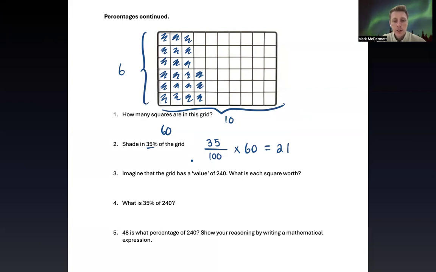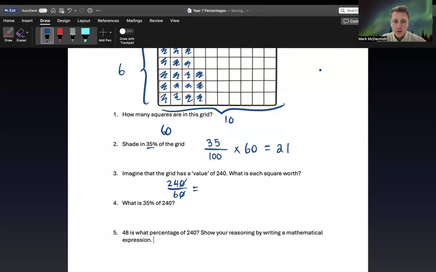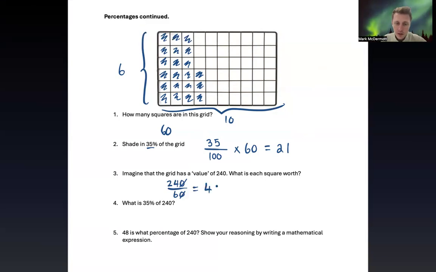Okay, now imagine that the grid has a value of 240. What is each square worth? Again, let's imagine this is a chocolate bar. It's got 60 squares. The grid has a value of 240. What is each square worth? Well, let's have a think. Each square must be worth, we take that 240 and we share it evenly into 60 squares. Okay, cancel the zeros. So we get 24 divided by 6, which is 4. So each square is worth 4.